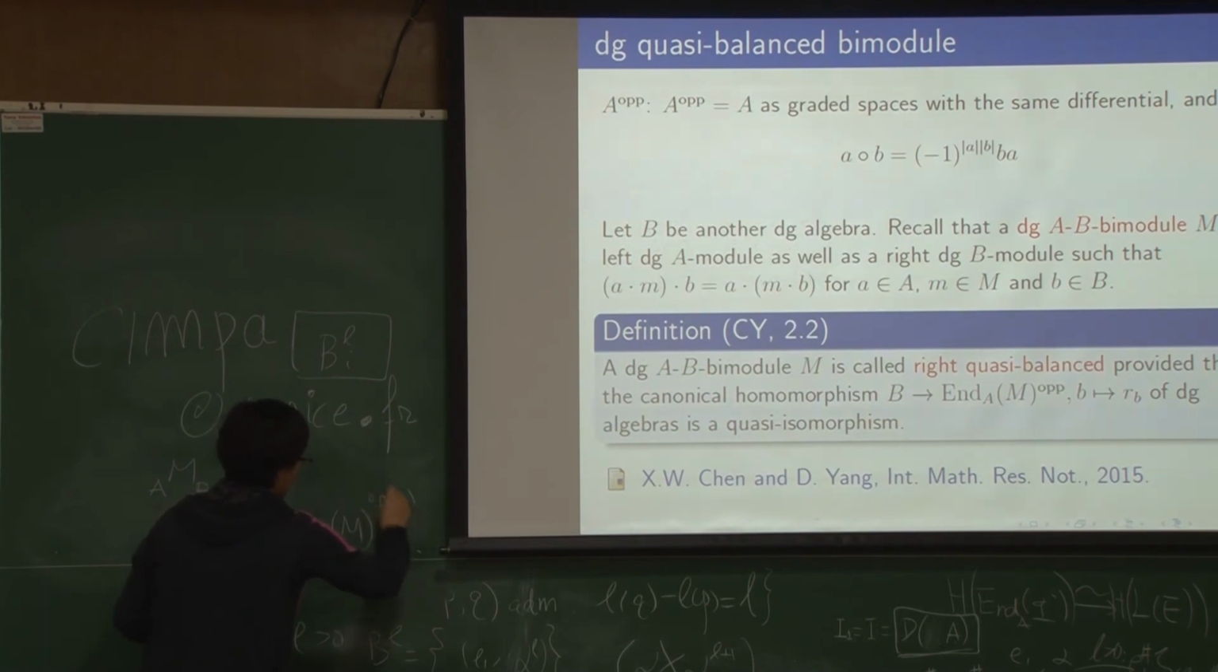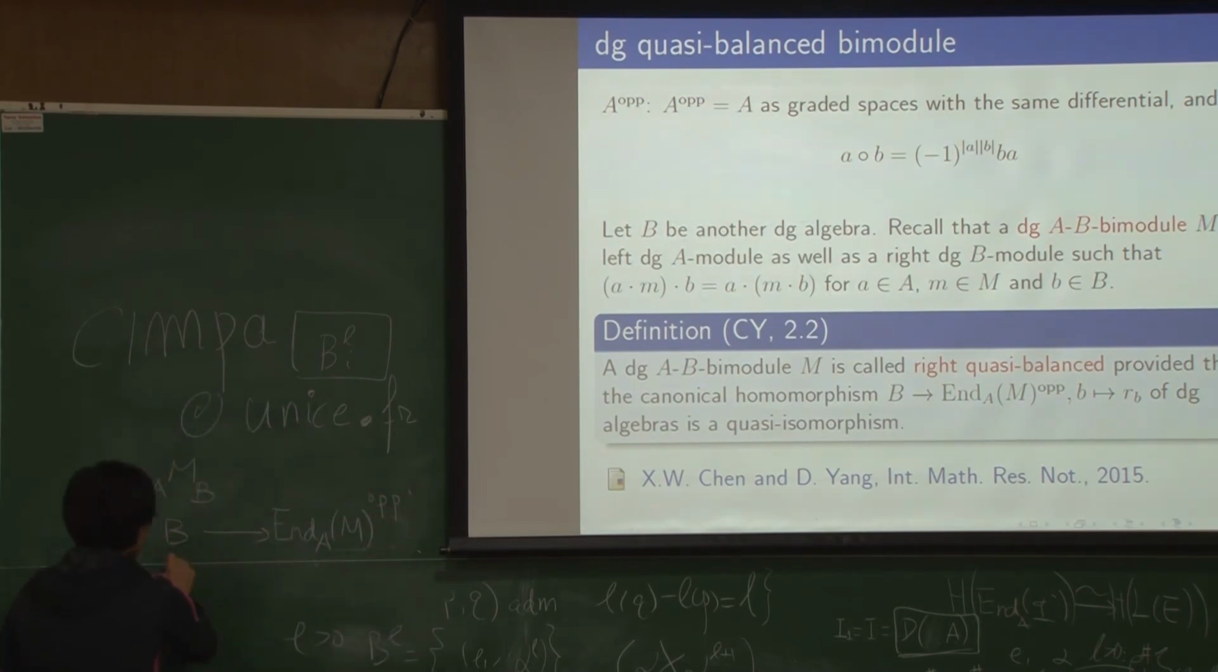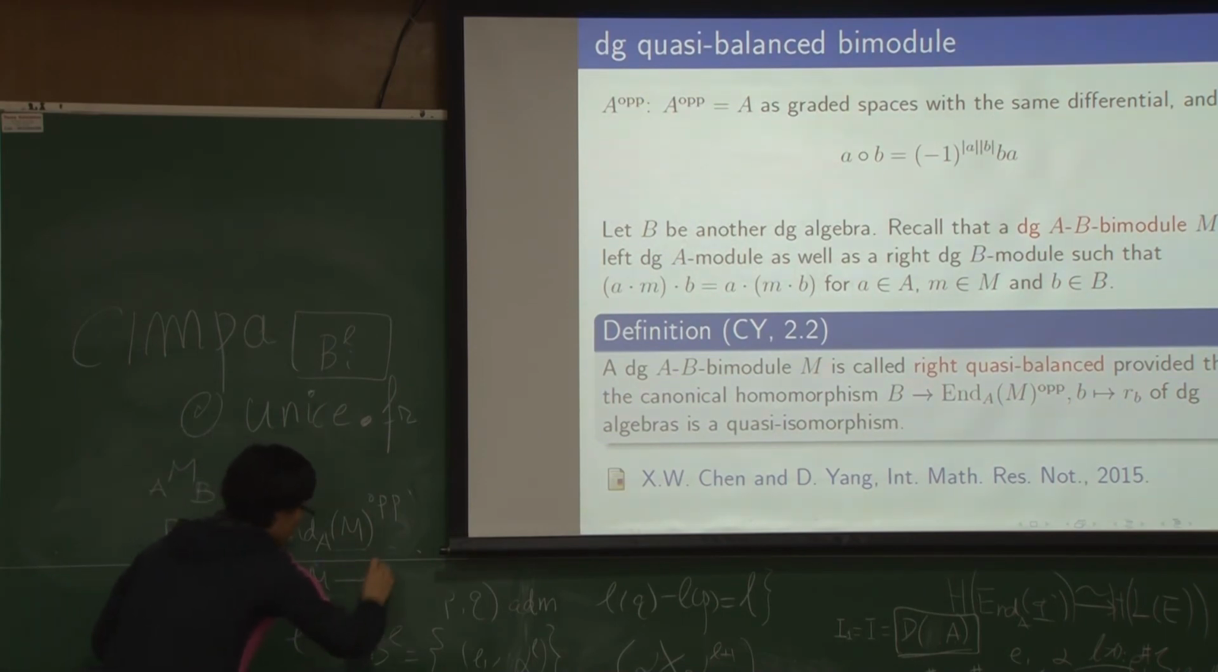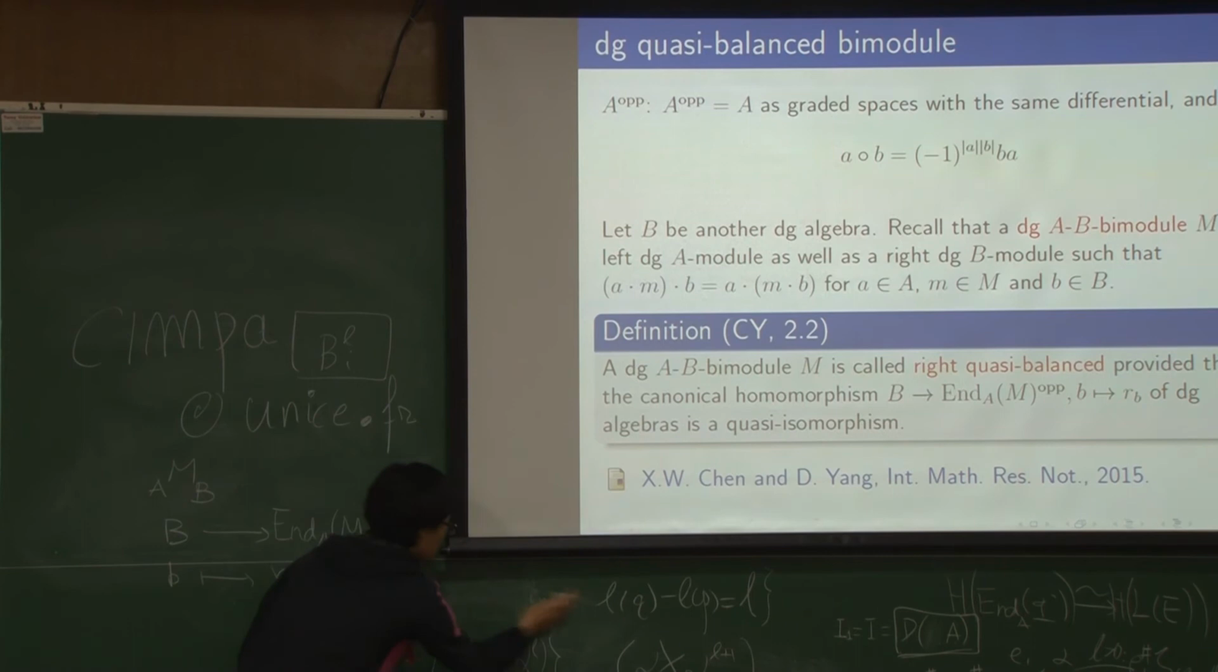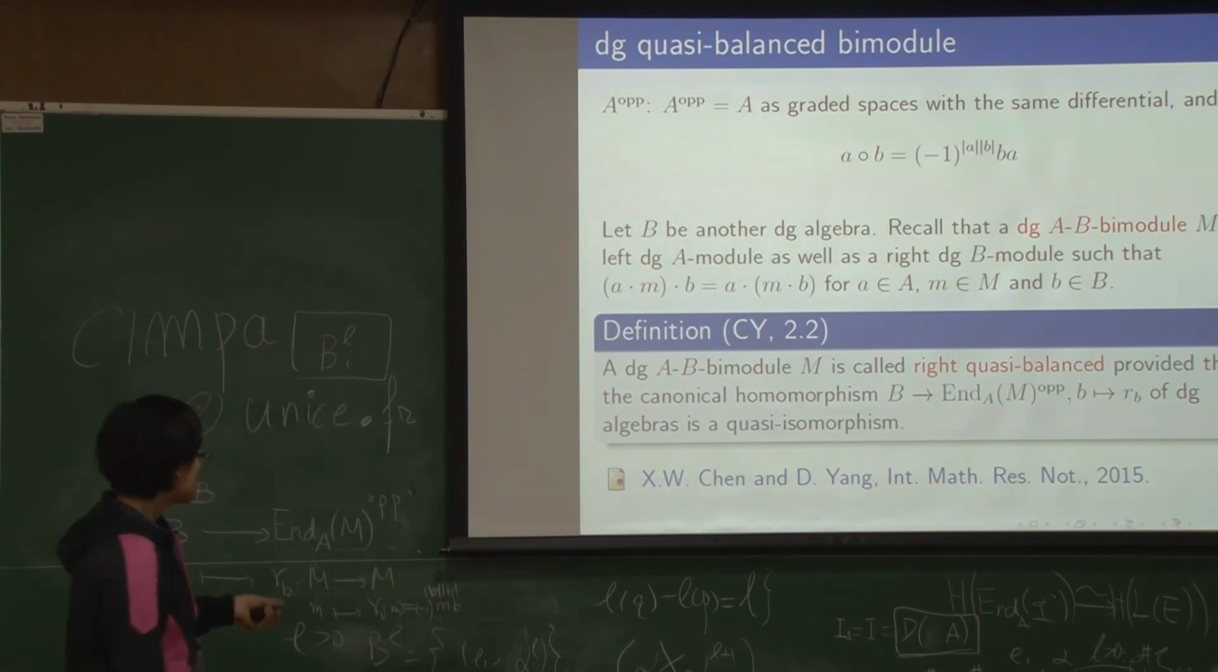So here we use the opposite one. For any element b, we have r_b, a map from M to M. For any element m, the definition of r_b(m) is induced by the right B action. That means we use b to act on m, but here we change the position. So here we have this, with the degrees of these two elements multiplying.